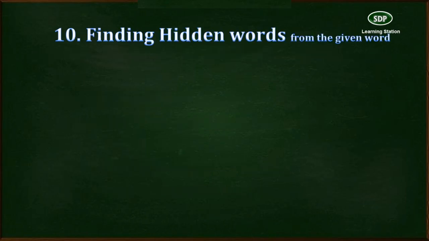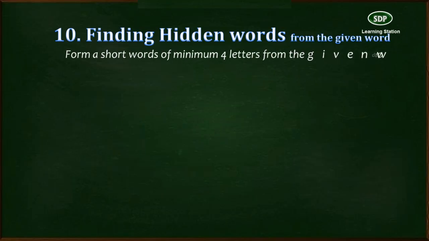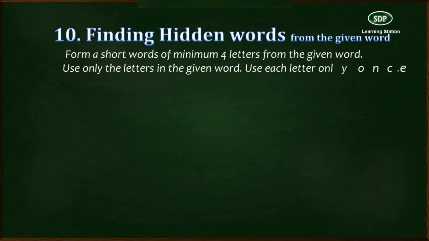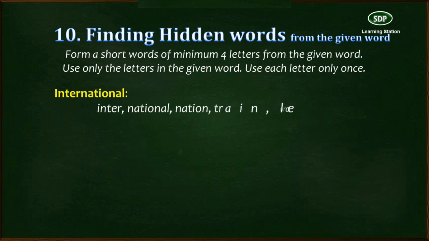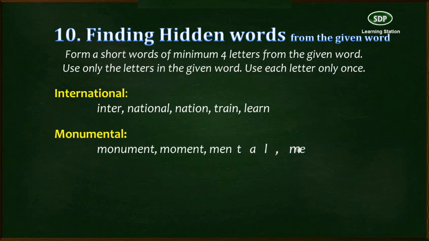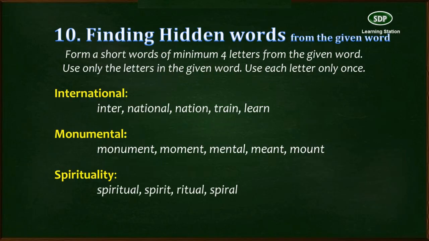Finding hidden words from the given word. Form short words of minimum four letters from the given word. Use only the letters in the given word. Use each letter only once. International. Hidden words like inter, national, nation, train, learn. Monumental. Hidden words like monument, moment, mental, meant, mount. Spirituality. Hidden words like spiritual, spirit, ritual, spiral.